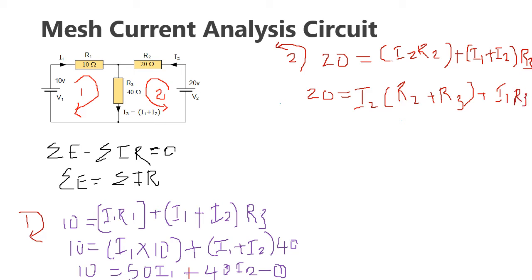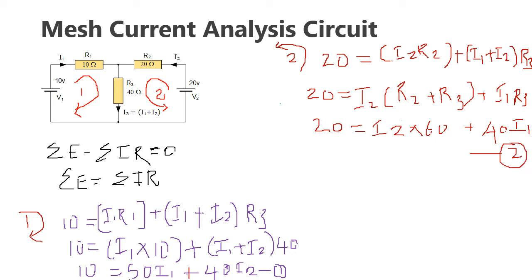Now we know the values of R2 and R3, so we can substitute them. I2 into R2 plus R3. Here R2 is 20 ohm and R3 is 40 ohm. Therefore, in addition, 20 plus 40 is 60 ohm. So I2 into 60, plus R3 is 40, so 40 into I1. So this is our equation number 2.